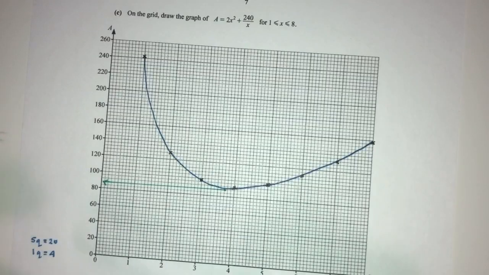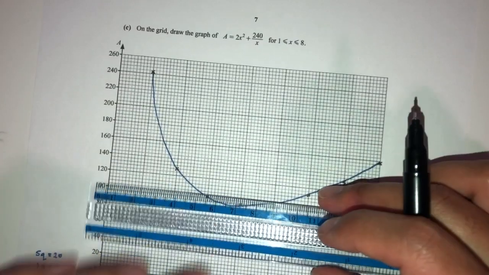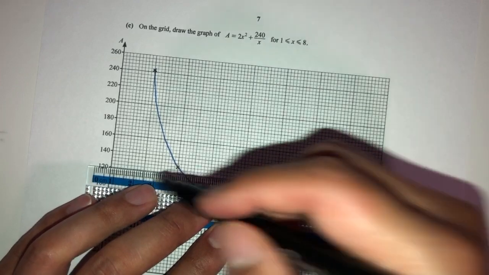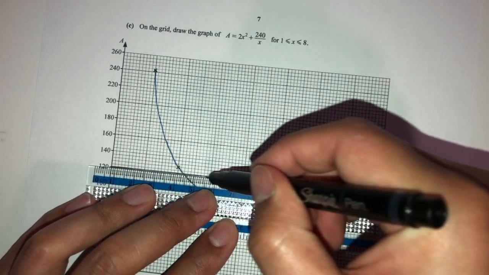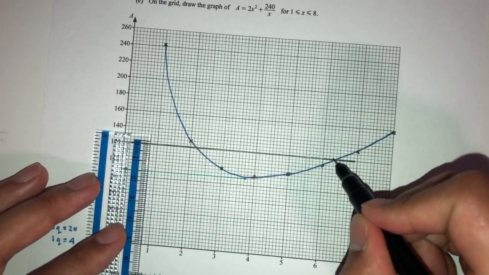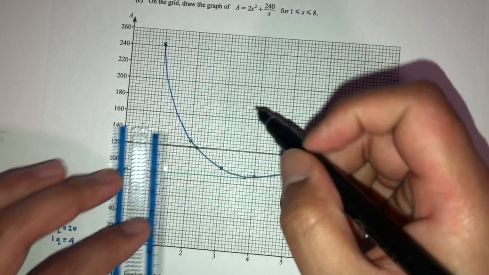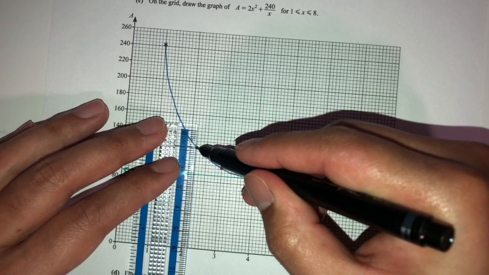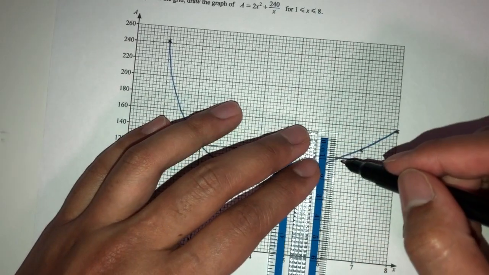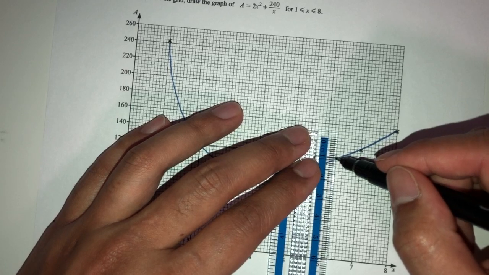So if it's 120, let's use the graph. 120 is right here. Let's see where it cuts the graph. It cuts the graph over here and over here. Let's find their corresponding values. Right here and right here.